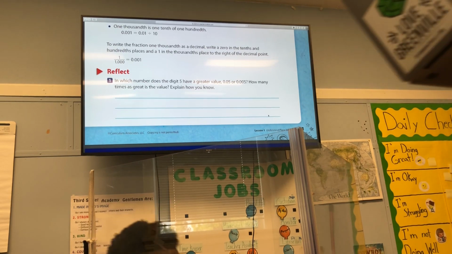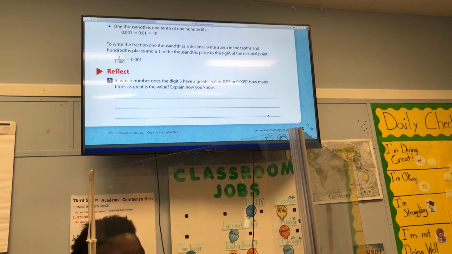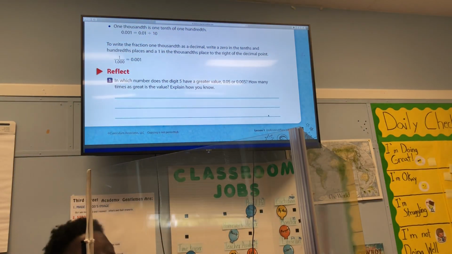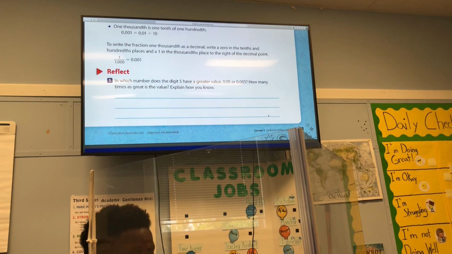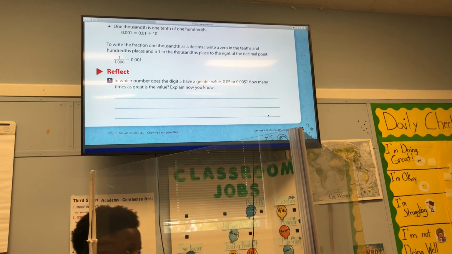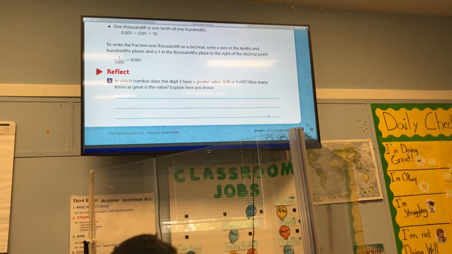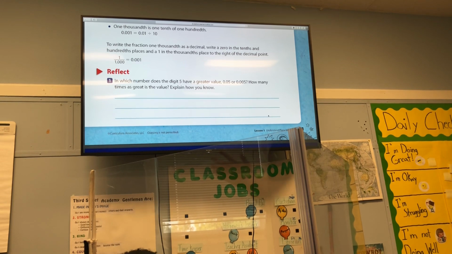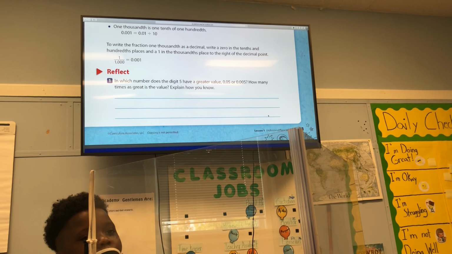Okay? So for the last part here, before we start doing some practice on our own, I want you to read this problem and answer the question. It says, in which number does the digit 5 have a greater value, 0.05 or 0.005? How many times as great is the value? Explain how you know. The first thing you have to tell me is which one of those is greater. Is it 0.05 or is it 0.005?